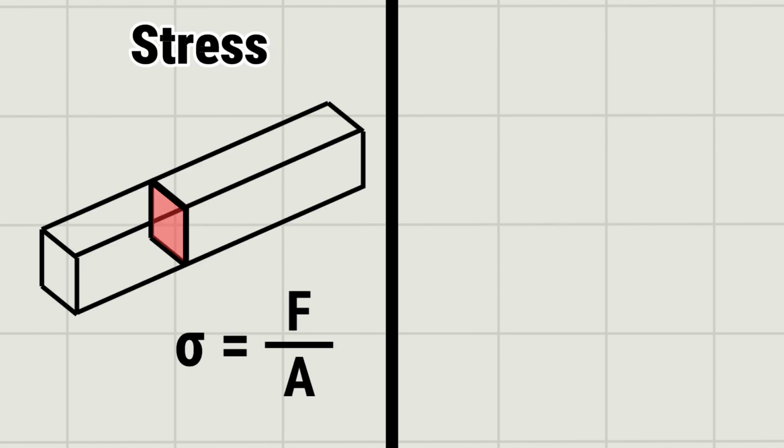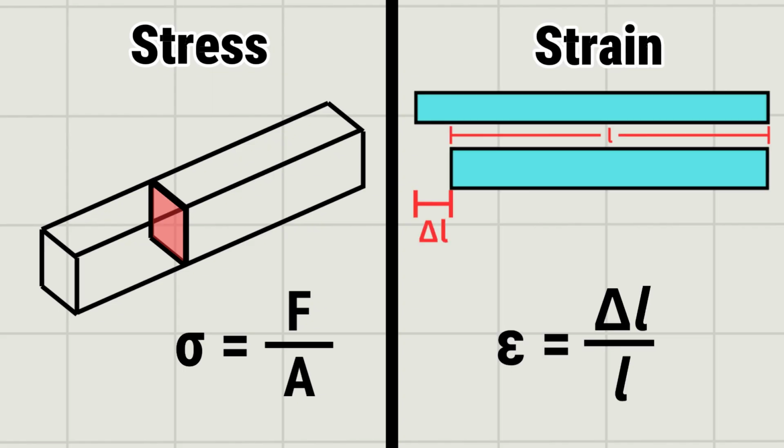Here is the fastest way to remember the difference. Stress is what the material feels inside, the pressure. Strain is what you see on the outside, the stretch or deformation. You can have stress without visible strain, but you usually need stress to cause strain. So in summary, stress is the load intensity. Strain is the deformation intensity.